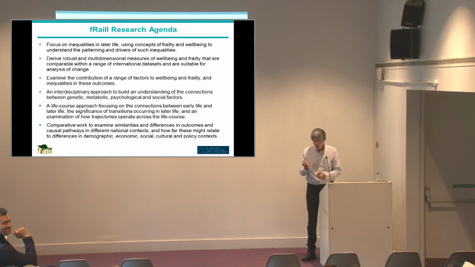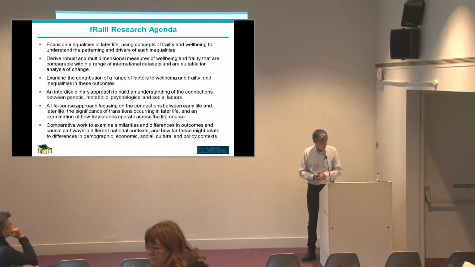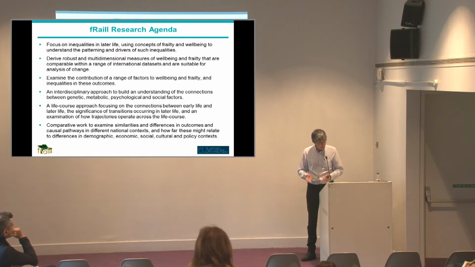An important point to make, and one that I'll return to at some point, is that in order to do this kind of work, you need very good measures of the outcomes that you're interested in, of the phenotypes you're interested in. So a large part of our program is about theorizing and measuring the concepts of well-being and frailty. Thinking about a range of factors that might contribute to well-being and frailty, and consequently to inequalities in such outcomes. So this is where biological pathways begin to fit in, but also where a whole range of social exposures and the ways in which they trigger pathways is important to consider.